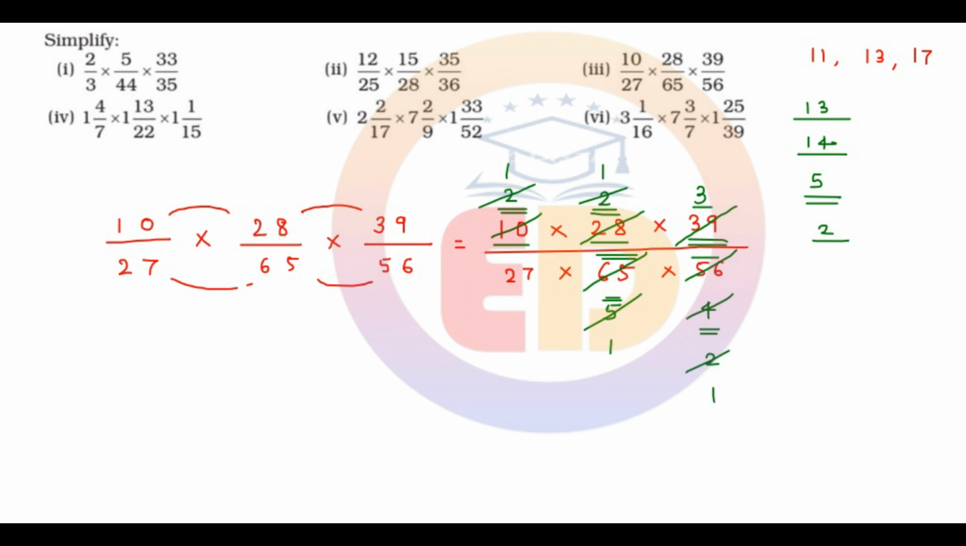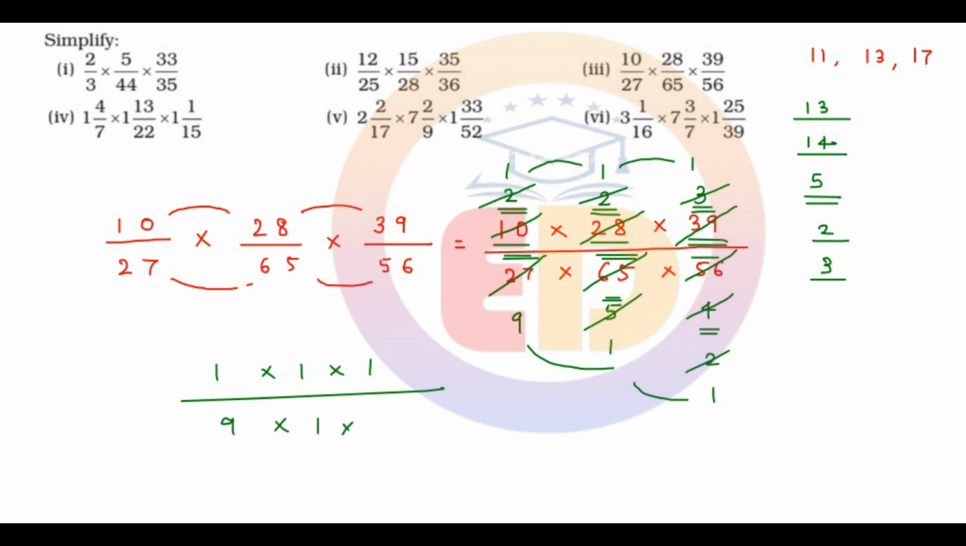Now finally I am left with this 3. I'll divide 27 by 3. Both are divisible by 3 as 3 ones are 3 and 3 nines are 27. So my numerator values are 1 into 1 into 1 and my denominator values are 9 into 1 into 1. On multiplying the numerators I'll get 1. On multiplying the denominators I get 9, which is my final answer after simplification.